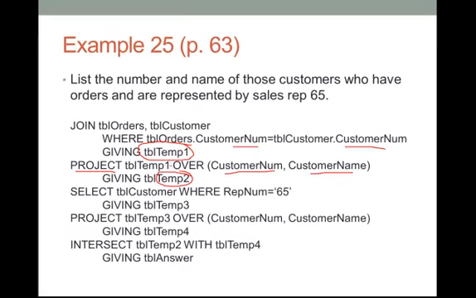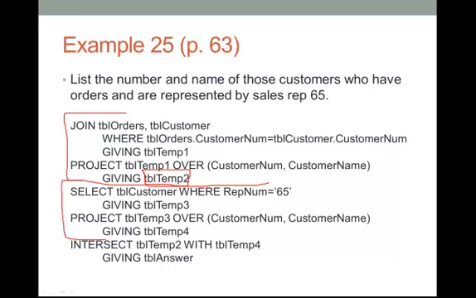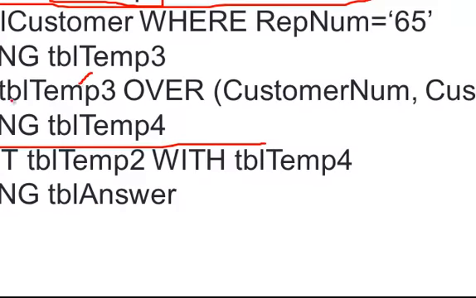So these two commands, just like before, kind of go hand in hand, and they end with the creation of this table, temp2. Then I have these two commands. They also go hand in hand, just like before. I'm selecting, remember, the rows out of customer where the rep is 65. I'm storing that in temp3. I'm using that to project only certain columns, the customer number and name, just like the same columns as before, and I'm storing that in temp4.